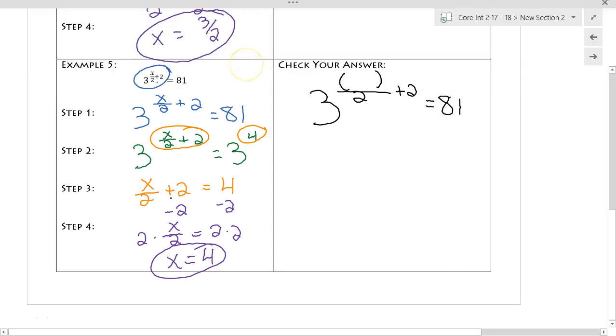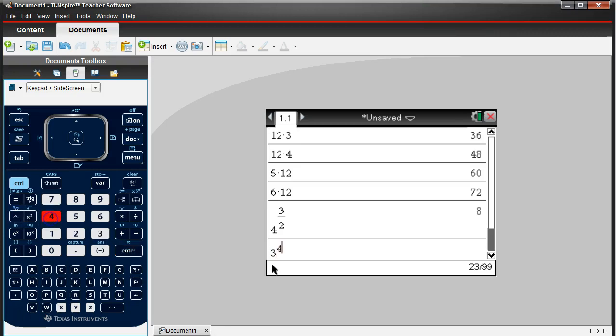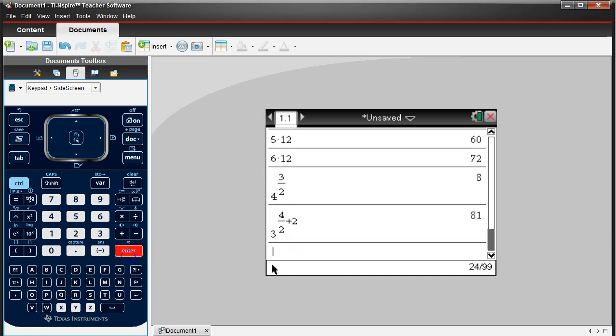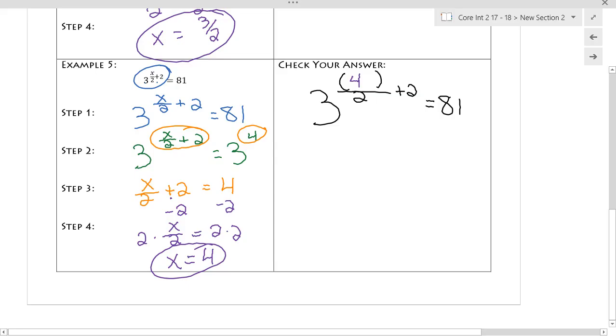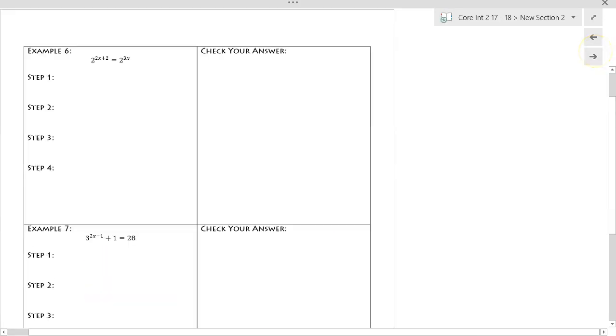And I just put 4 into the parentheses. So 3 to the 4 over 2 plus 2. 3 to the 4 divided by 2 plus 2. I can write it exactly like that. And I do get 81. And that does check out. We are good there. More examples on the next page.